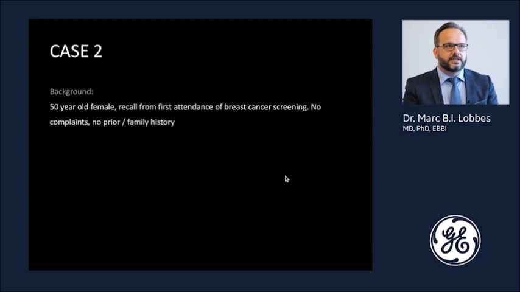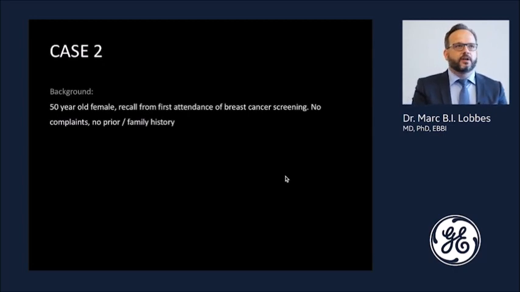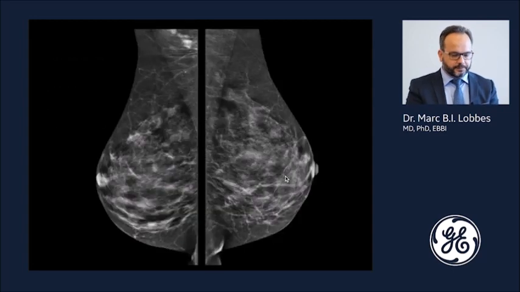So the second case is a 50-year-old female who was recalled from breast cancer screening. She attended for the first time and was immediately recalled. Like it's normally the case in referrals from breast cancer screening, she had no complaints, and in this case she also didn't have any prior family history or any relevant risk factors to mention.